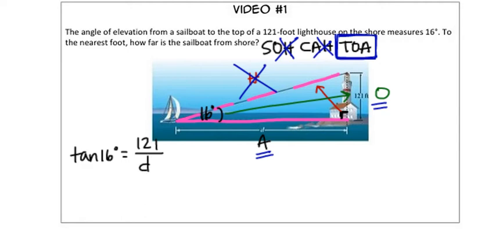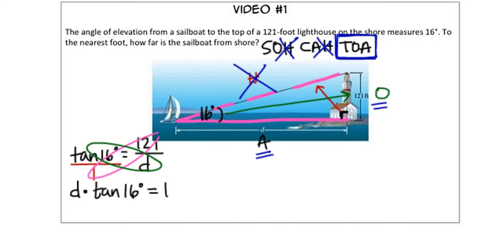I'm going to use letter D for distance as indicated in the diagram. In the previous lesson, you might have remembered that Mr. Martin suggested that we put our trig function over 1 so that we can now solve the proportion. We can cross multiply. So on the left hand side we have D times the tangent of 16 degrees equals 121.